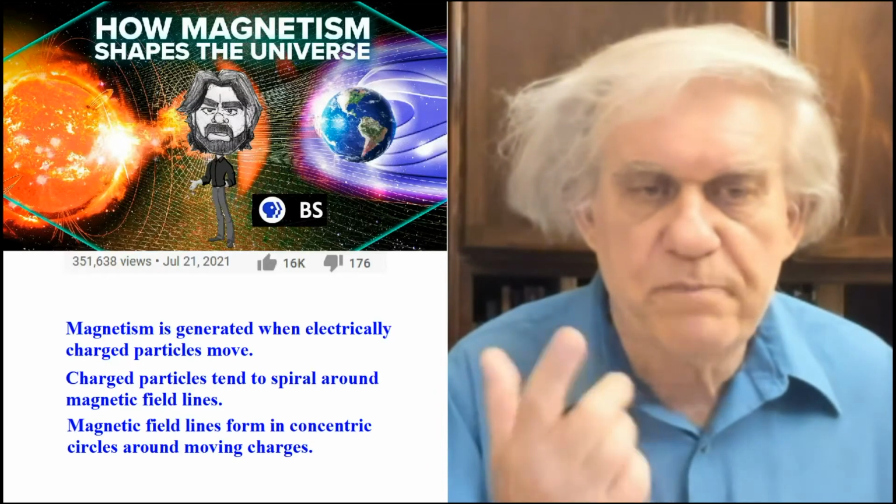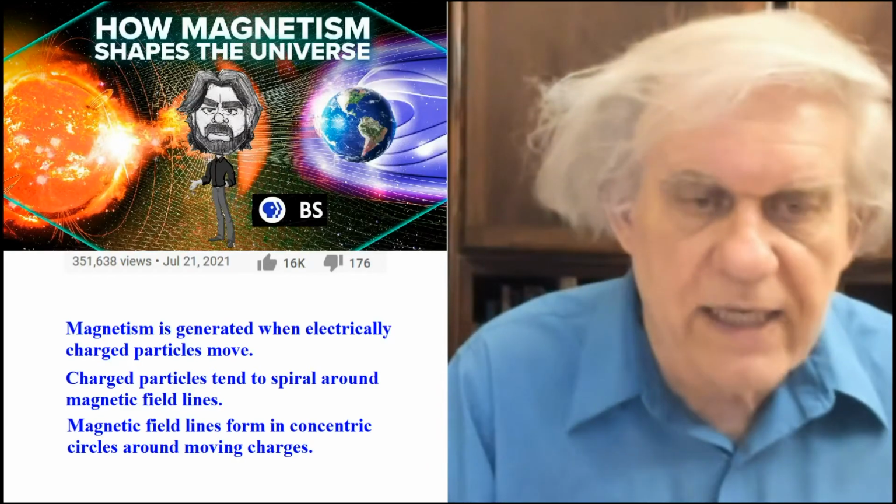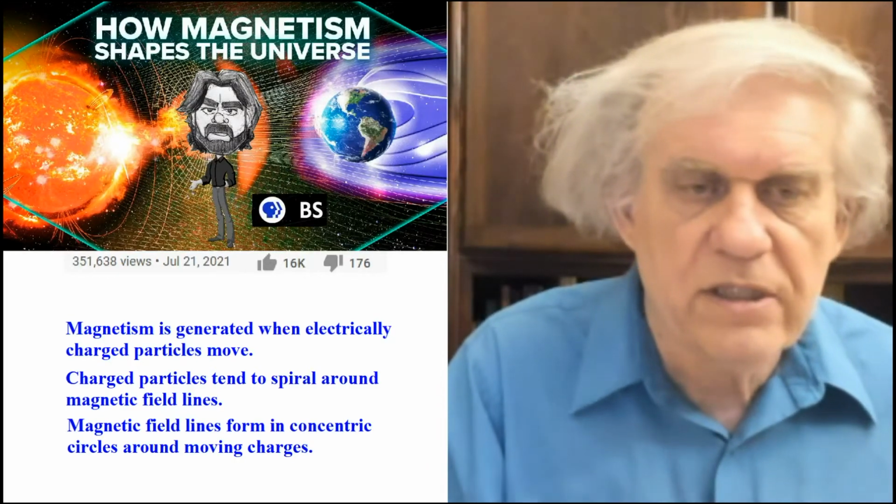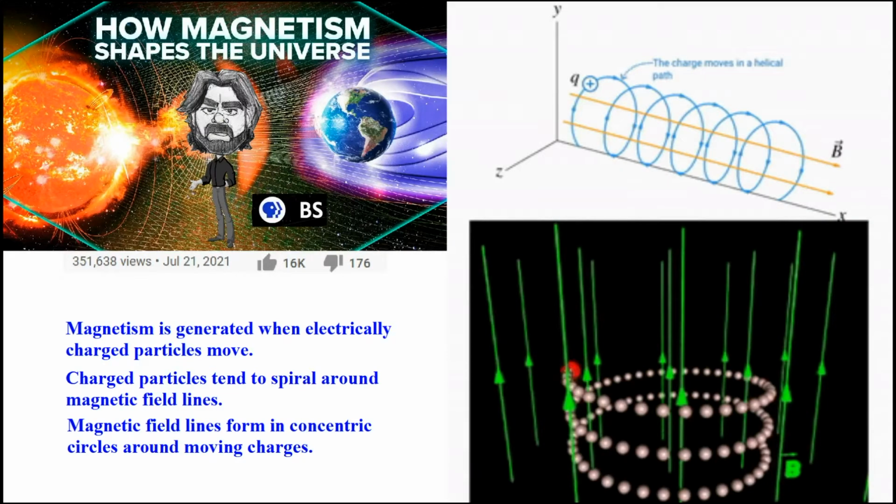Charged particles tend to spiral around magnetic field lines. And here's more or less what he's talking about. Okay, this is their notion. Magnetic field lines form in concentric circles around moving charges. You can see how the charge is going around and around, and they follow, I guess, these arrows, which are supposed to represent the magnetic field lines.